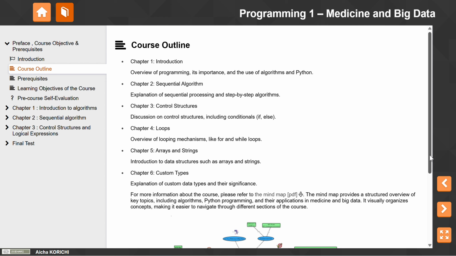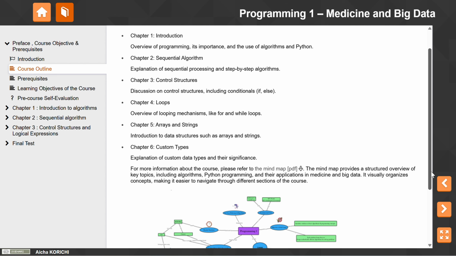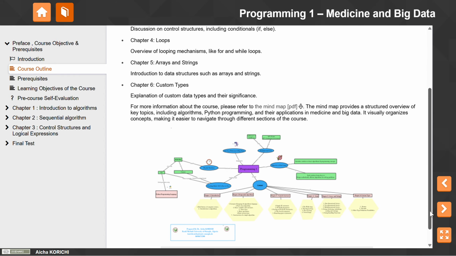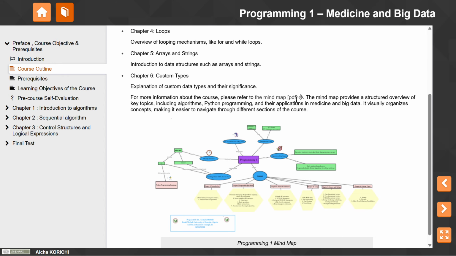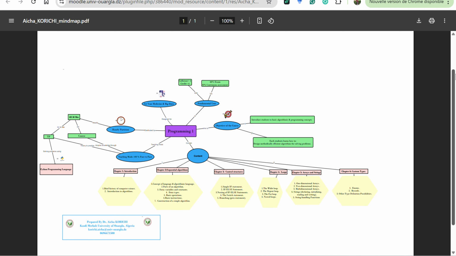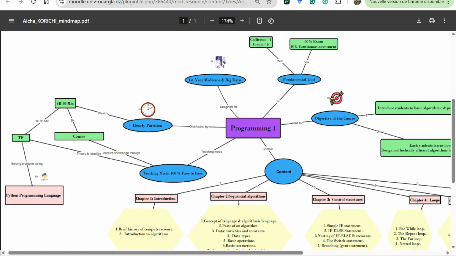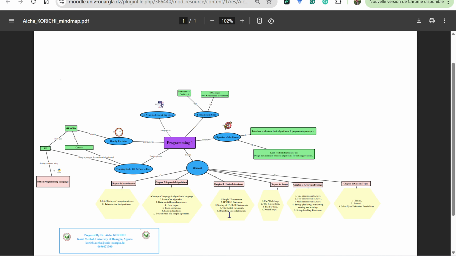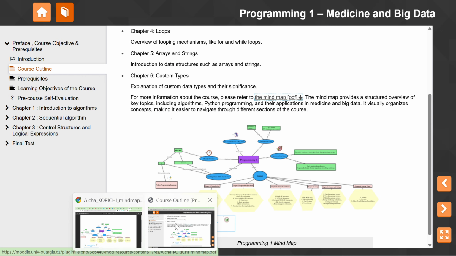For more information, I have included the mind map of the course for my students. So let's take a look at it. The mind map contains all the information about the course. So let's go back to the course.